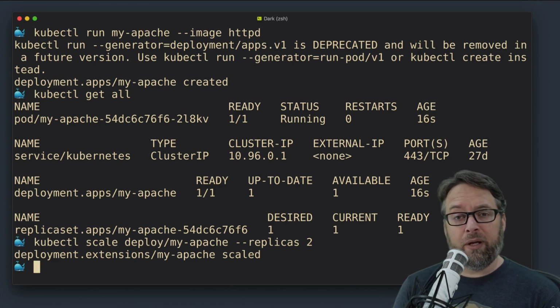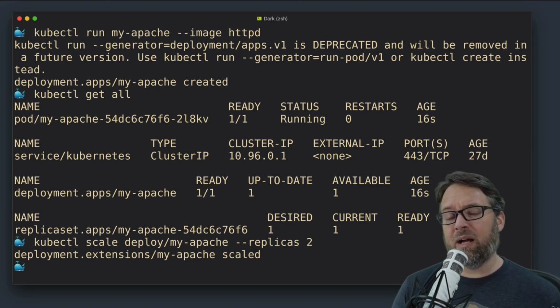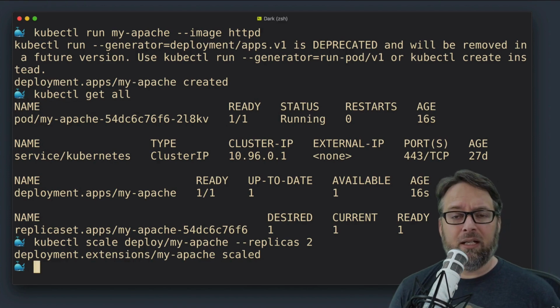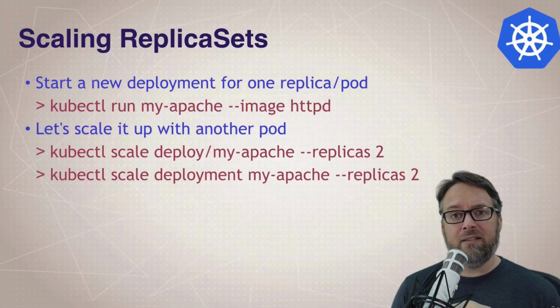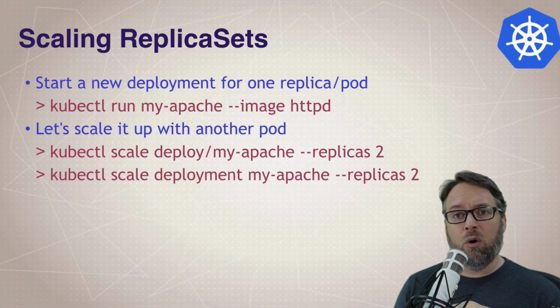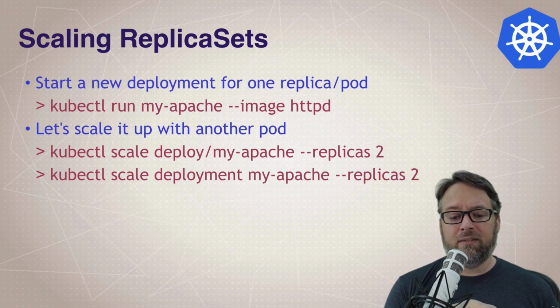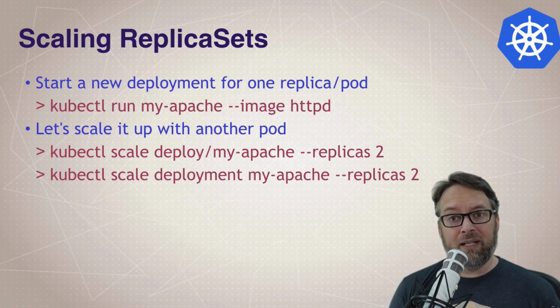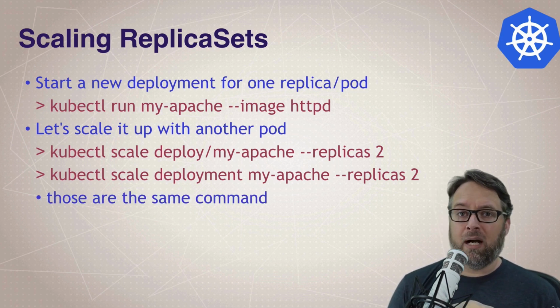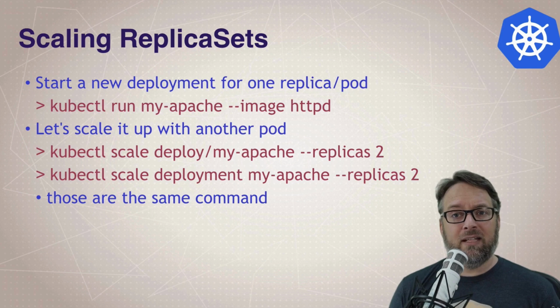I've used deploy rather than deployment, and I've used a / rather than a space. This goes into a little discussion around the flexibility of the Kubernetes command line. You'll notice that a lot of commands have short versions of the command itself, and different parts of the command can be abbreviated or substituted in various ways, like a / versus a space, stuff like that. So in this case, scale deploy/my-apache would be the same as scale deployment my-apache. Those would be the same equivalent.